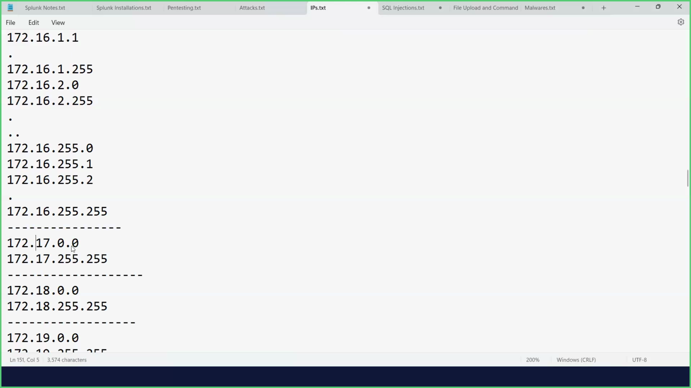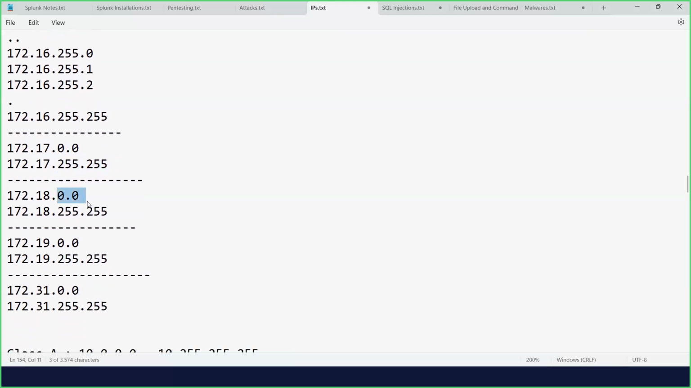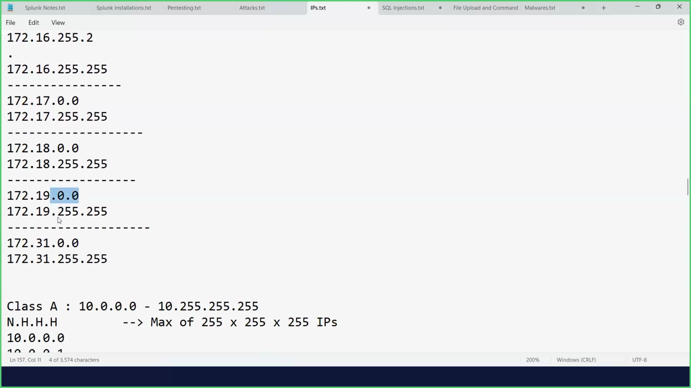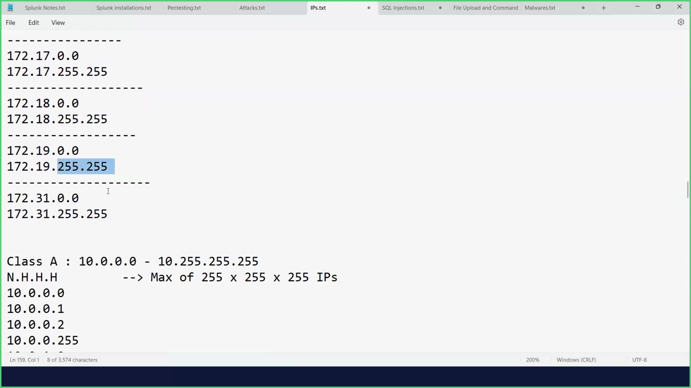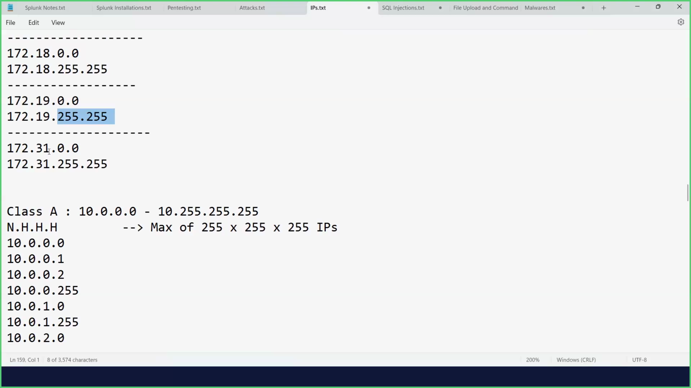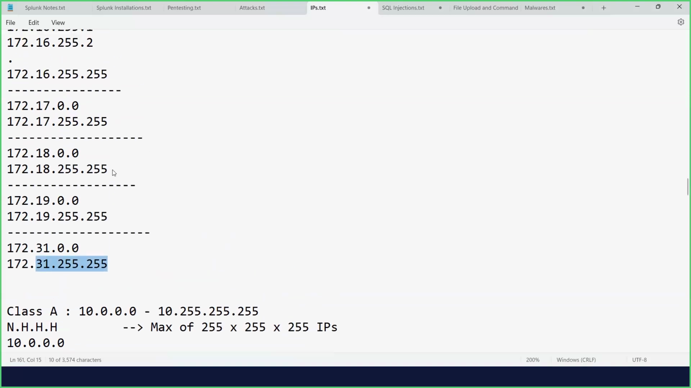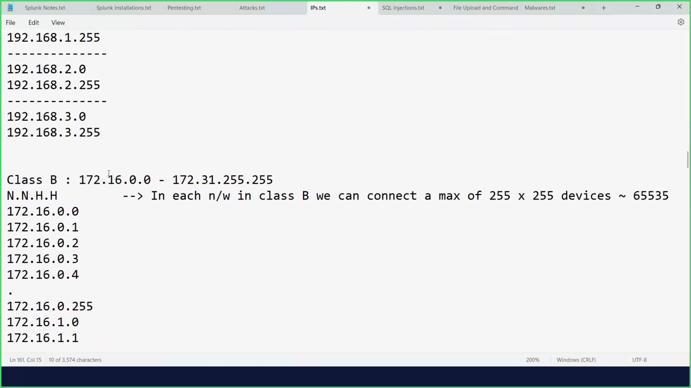Okay. So from 1700 to 17255, that's another network. 1800 to 18255, another network. 1900 to 19255, another network. Okay. Like that, it goes on up to 3100 to 31255. That's the last private IP in class B. Okay. And in each network of class B, how many devices are we able to connect? 255 into 255 devices, which is a much larger number, something like 65,535.